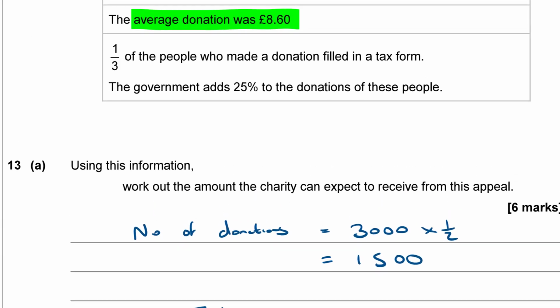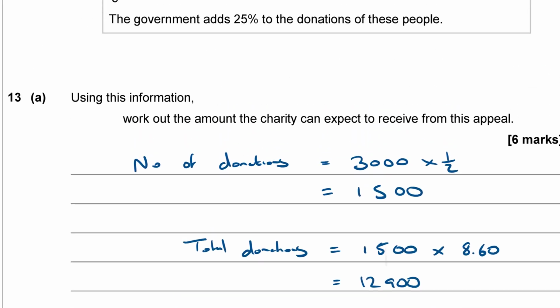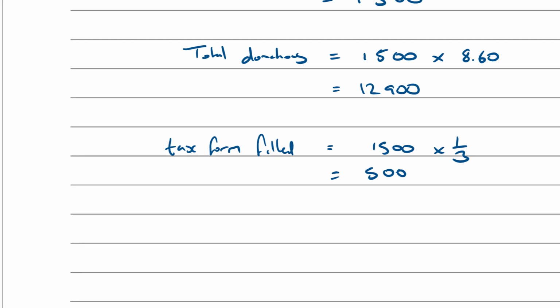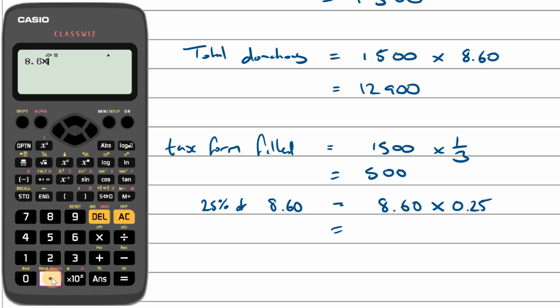A third of the people who made a donation filled in a tax form, and the government adds 25% to the donations of these people. So a third of the donators is a third of 1,500. So tax forms filled by 1,500 times a third, which is 500 people. So they received an extra 25% of donations. So what is 25% of £8.60? That's going to be 8.6 times 0.25. That's another £2.15.